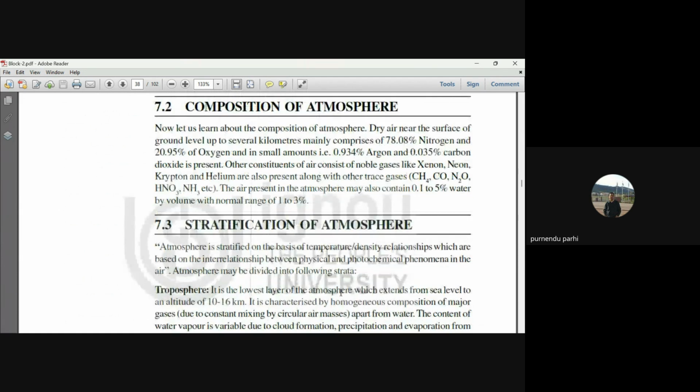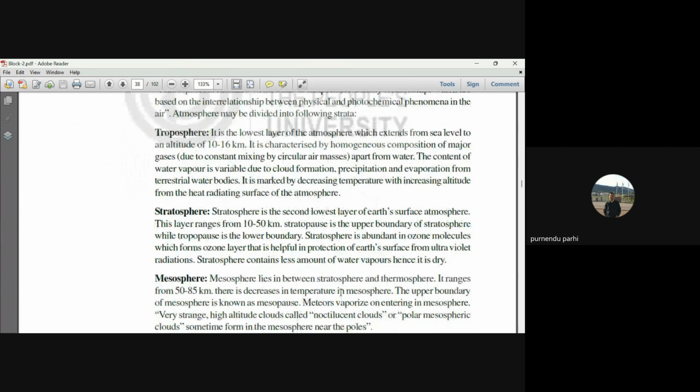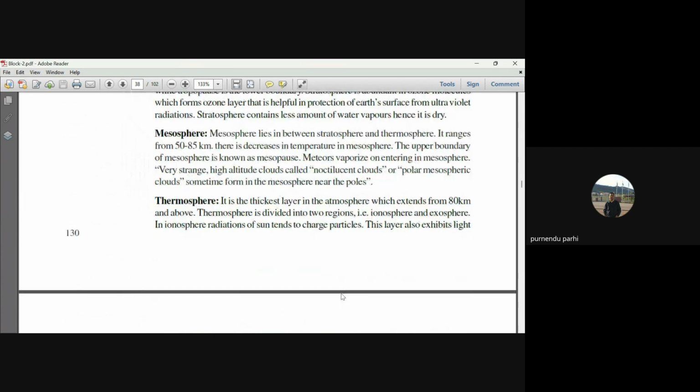Stratification of atmosphere. Atmosphere is stratified on the basis of temperature density relationship, which are based on the interrelationship between physical and photochemical phenomena in the air. Atmosphere may be divided into following strata, that is troposphere, stratosphere, mesosphere, thermosphere.